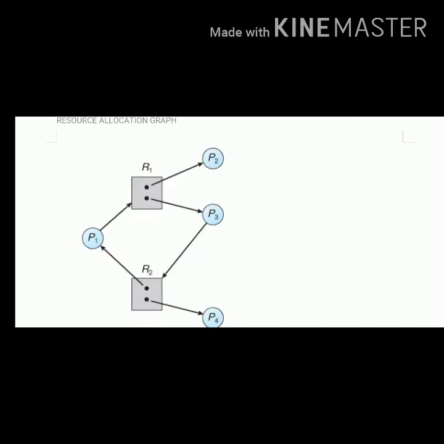The second example is also given. This is the second question. Again you have to find out whether there is a deadlock in the system. So how are you going to find out whether there is a deadlock in the system? By finding the closed loop in the given question. So that is our today's question, question number 1 and question number 2.